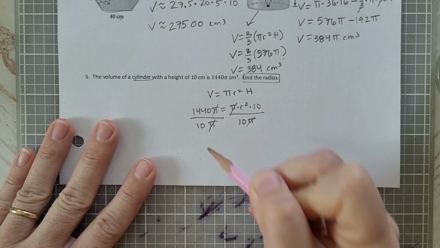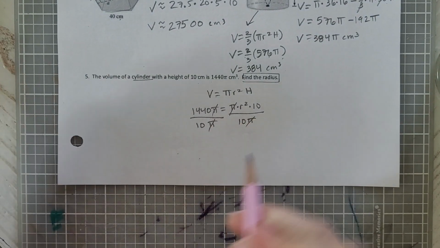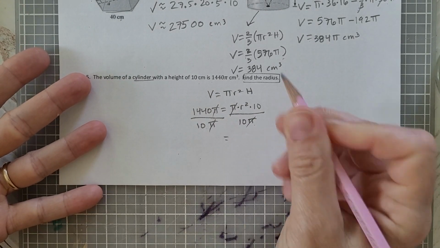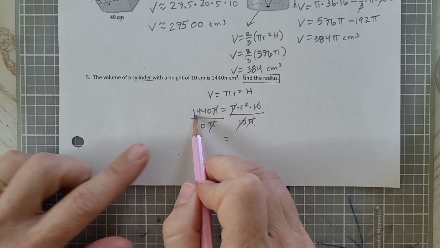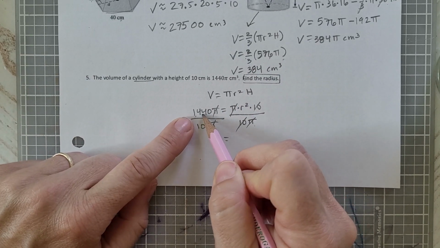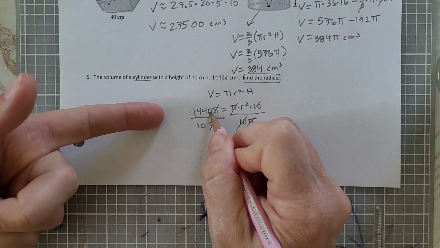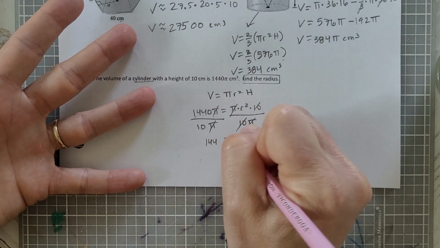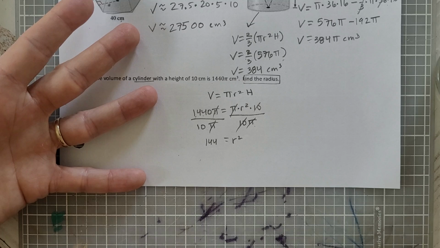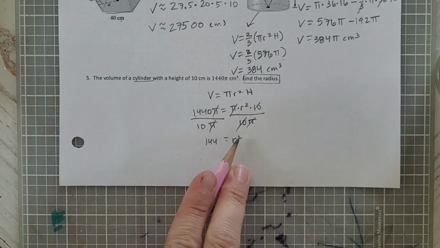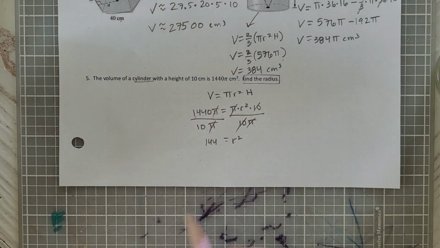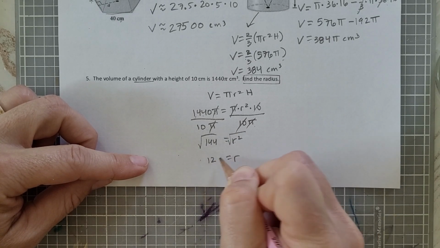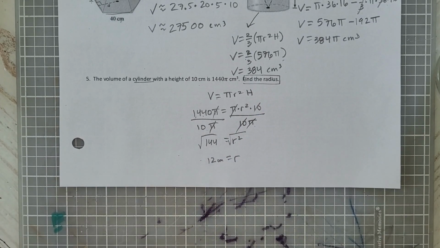The pi's will simplify. Sometimes, remember, I just cross out the pi's on both sides, and I don't usually show the dividing by pi at some points. And then the 10s will simplify on this side. And this is nice because 1,440 divided by 10, it's just going to basically divide out that 0 at the end. So I get 144 equals my radius squared. Because I'm taking a value squared, to solve for that, I take the square root of both sides, and I get my radius is 12 centimeters.